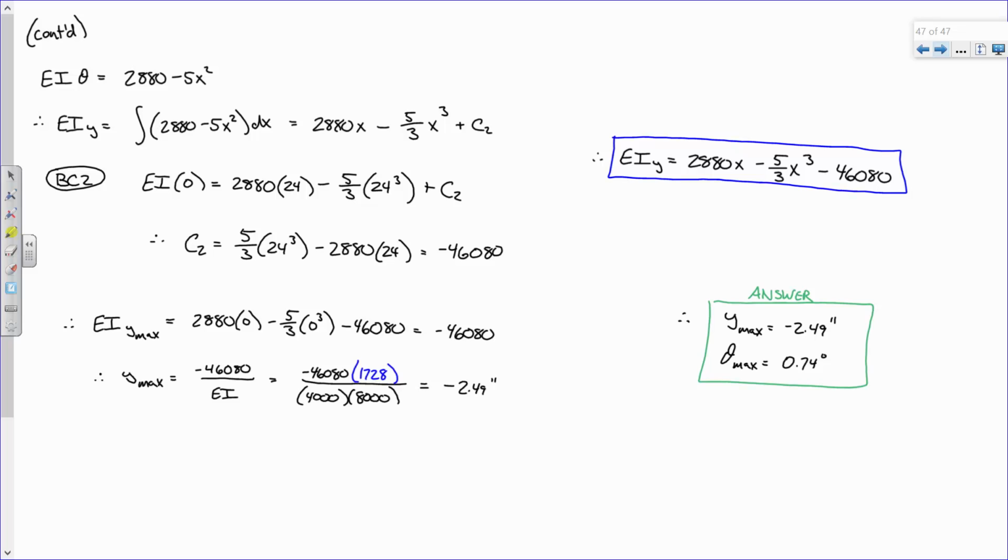So let's say, just for sake of discussion, let's say 2.49 inches was too much deflection. What would you as the engineer do to this beam? How would you fix it? Give me some options, because it's not one answer, there's a few.